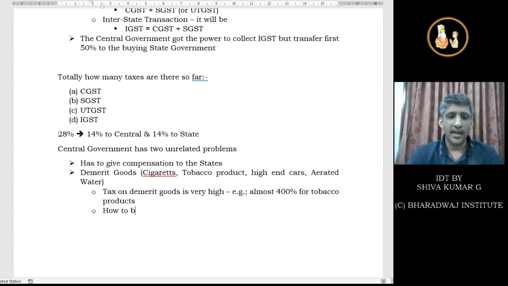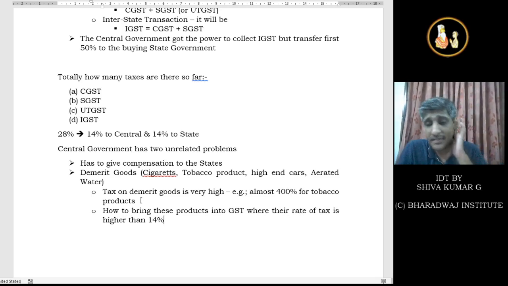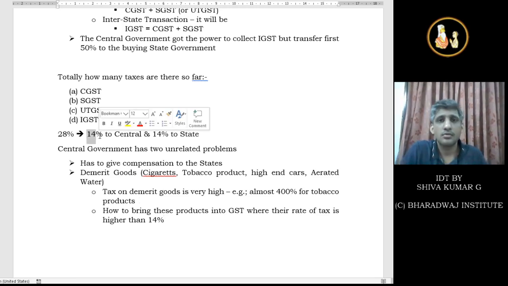How to bring these products into GST where their rate of tax is higher than 14%? Other than 14%, this 400% tax is collected by the central government itself. Now, how much is the central government getting? Only 14%. So, 400% where, 14% where? How to collect this tax? Because I have to bring them under GST. I cannot leave them outside GST.